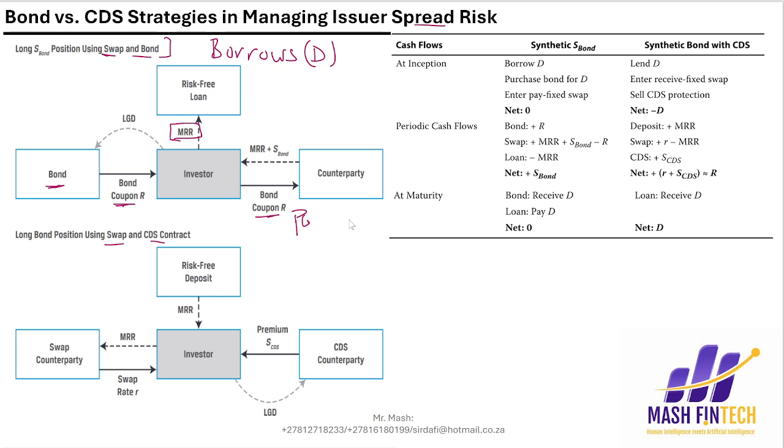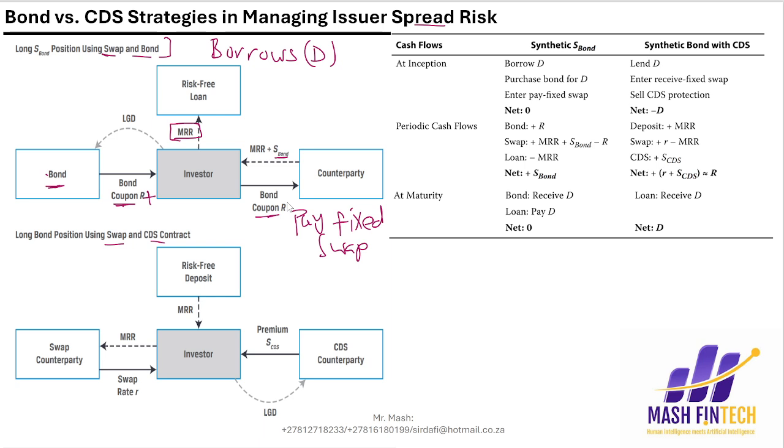Okay, the investor enters a pay fixed swap, and it's going to receive the market reference rate plus the bond spread. In terms of cash flows, you will see that the investor is receiving this coupon from the bond that they purchased using the money they borrowed. So they received this amount, and then in the pay fixed swap, they pay this amount to the counterparty.